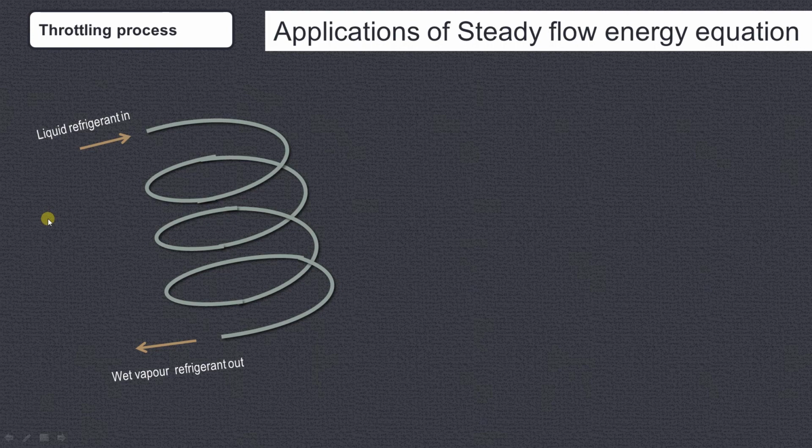Now let us consider our last application, that is the throttling process. In this case we have considered the application of the capillary tube, which is used as an expansion device in a refrigeration system. This capillary tube has a very small internal diameter, so when the fluid is allowed to expand over a longer length through a very small aperture, the process is known as the throttling process. As the fluid passes through a very small aperture, due to friction, frictional heat is generated and that gets added to the fluid itself, and the quality of the fluid will improve.